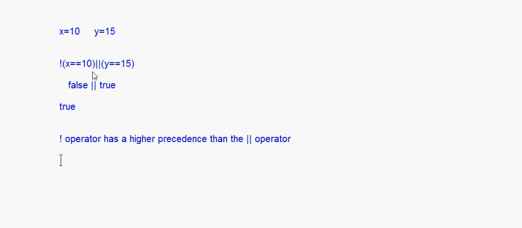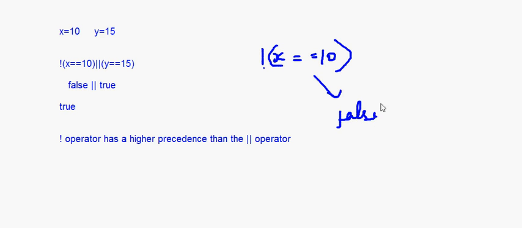So you should not do it like x is equal to 10 or y is equal to 15 and then put the not operator. That is wrong. First of all we have to do this part, not x is equal to 10. Whatever is the result of this, that is false, then false or y is equal to 15. It's like this, right? So this is how the logical operators and the relational operators work.